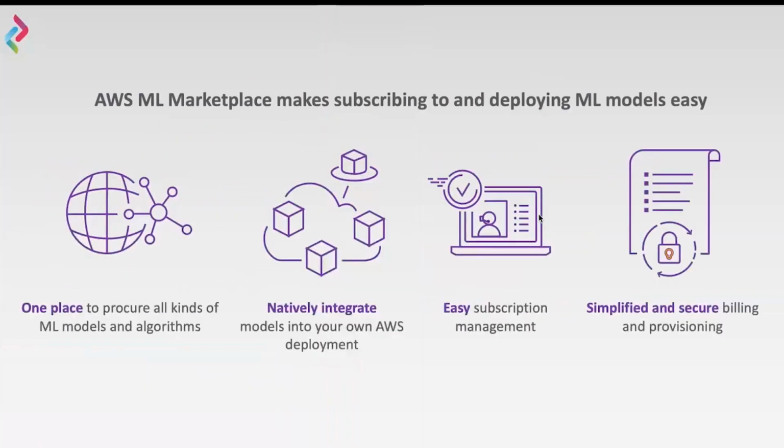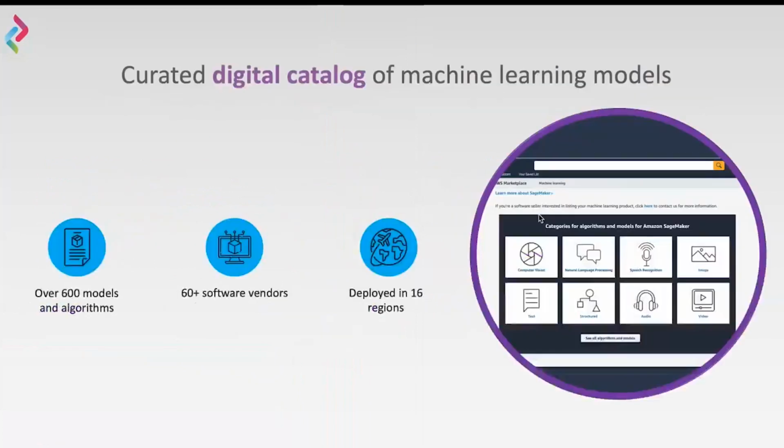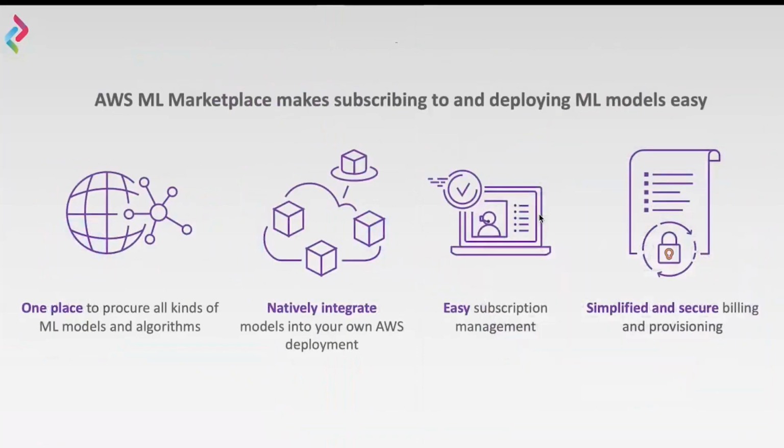So AWS Marketplace makes subscribing to and deploying ML models easy. This is one place, or a catalog, to procure all kinds of ML models and algorithms, right from sentiment analysis to forecasting to image detection, object detection. Second is it natively integrates. So when you subscribe to and deploy these models, it natively integrates into your AWS services in your own account.